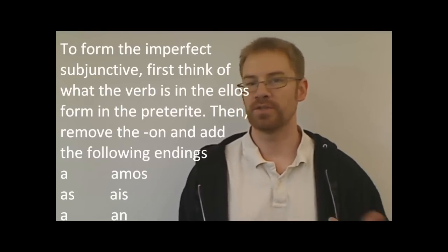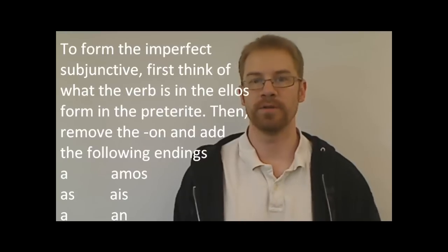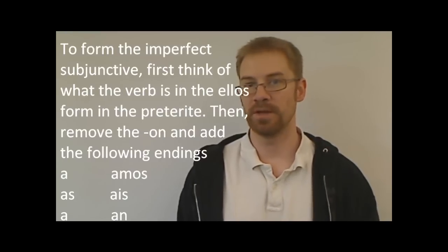So just so you have the whole thing in front of you, the verb ir in the imperfect subjunctive would be fuera, fueras, fuera, fuéramos, fuerais, fueran. And then all the verbs have those same endings, the a, as, etc. And then the other example was mi padre pidió que yo lavara los platos. So lavar in the preterite ellos form is lavaron. I dropped the on and then I added my new ending to it.